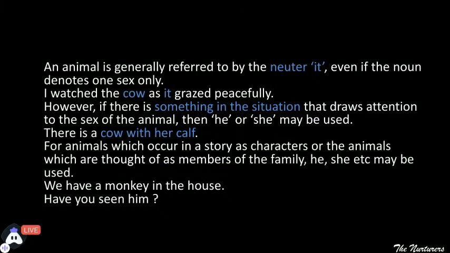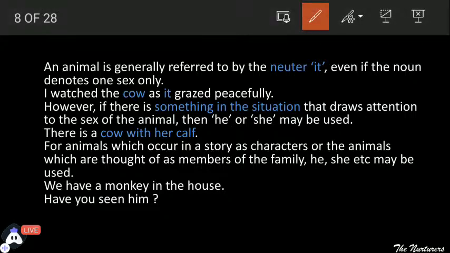Now, this is an important point which you need to keep in mind, as many of you get confused regarding the neuter gender. An animal is generally referred to by the neuter gender. That is, we cannot particularly categorize them as female or male. If we talk about a cat or a dog, we are just talking about the neuter gender. So even if the noun denotes one sex only, for example, I watched the cow as it grazed peacefully. Now the cow over here can be a male or female cow.